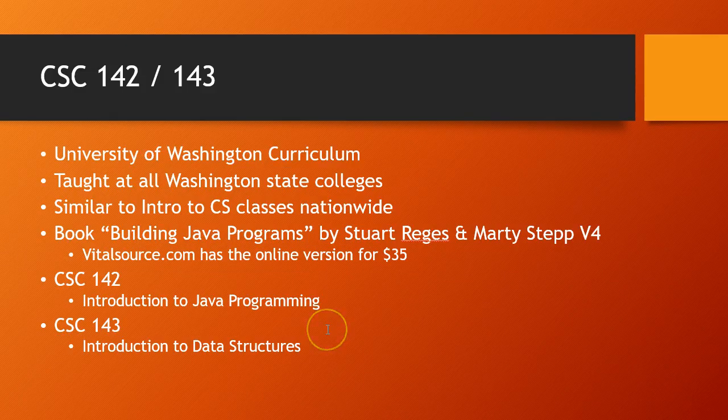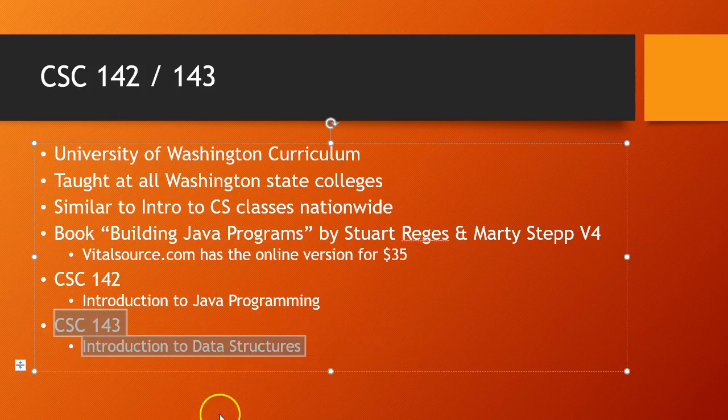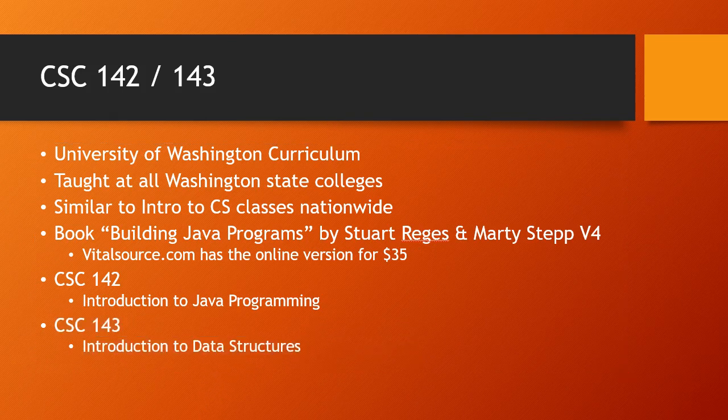Just a brief reminder that 142 and 143 are University of Washington curriculum, taught at all the Washington State colleges. It's basically an Intro to CS course, and we use the book Building Java Programs, 4th edition, and you can get it at this website for $35 online, so you don't have to actually carry around this huge book. And this is the second half of the series, Introduction to Data Structures. If you haven't already taken 142, you should definitely take a look at my videos for that.